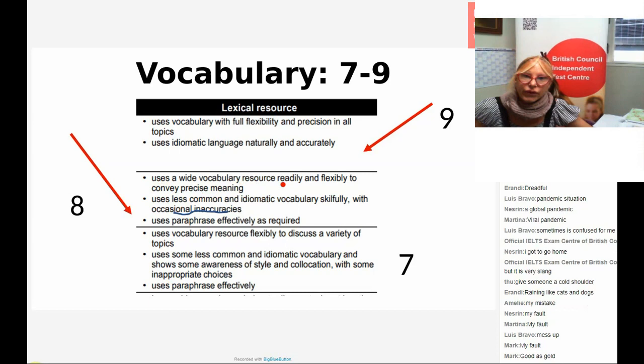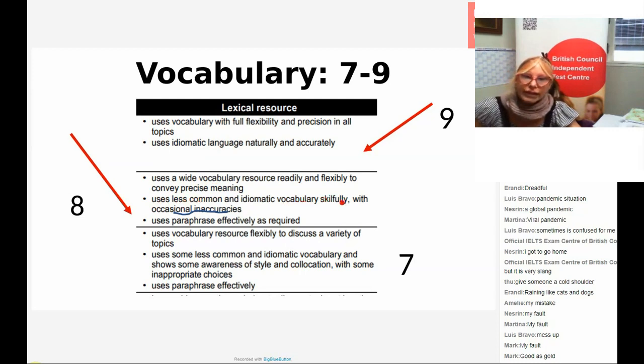So starting with the first feature, uses a wide vocabulary resource readily and flexibly to convey precise meaning. That's slightly different from a 9. The 9 is full flexibility. The 8 is a wide vocabulary resource. So that means that you can talk about lots of different topics readily. If you get given a question, you're actually able to bring out those words that are related to the topic.